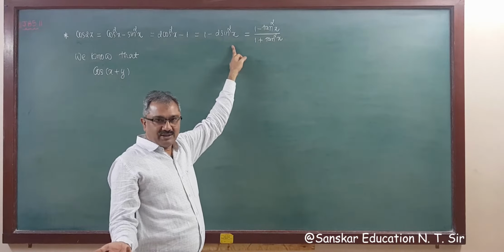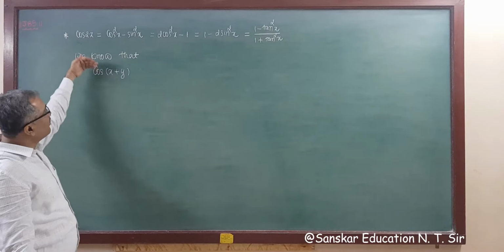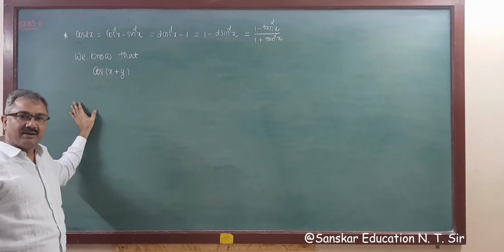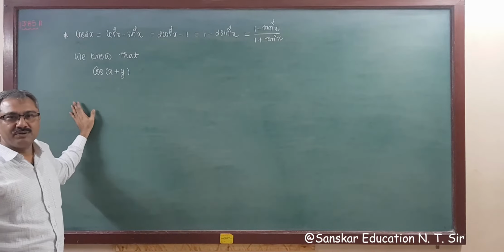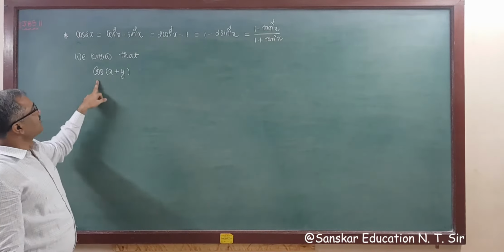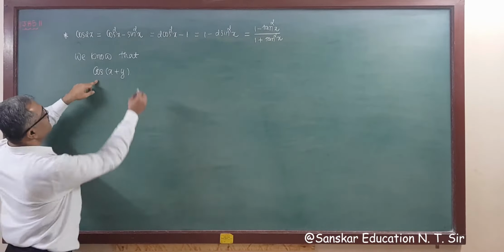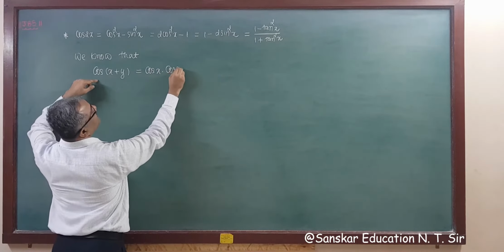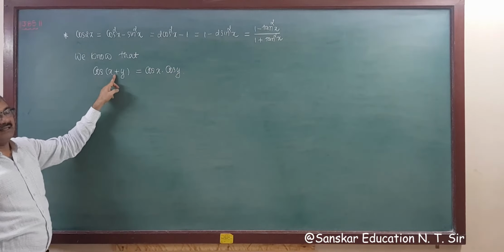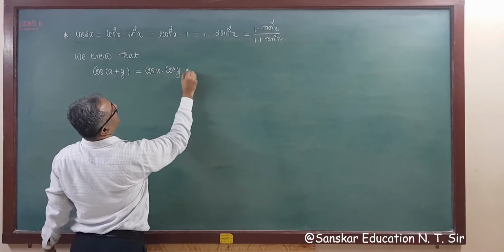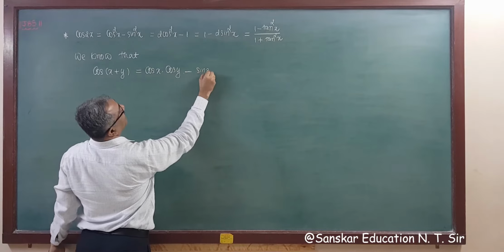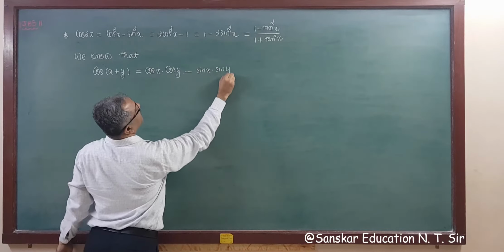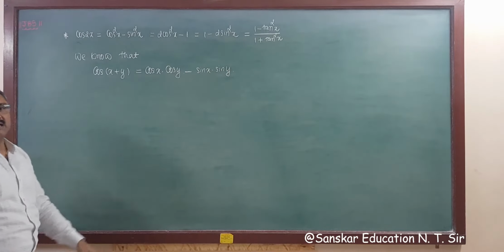You are not knowing at that time. If you know how to derive this formula, then it will be very useful to you. So you know cos x plus y. The formula for cos x plus y will be cos x cos y, if plus then minus, so minus sin x sin y. This is the formula for cos x plus y.